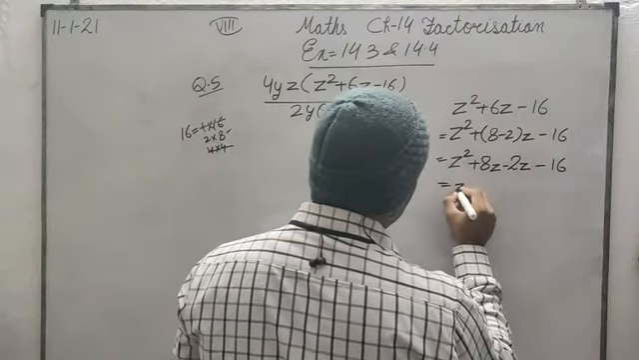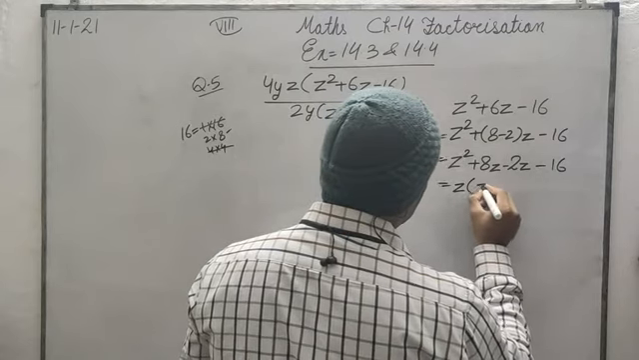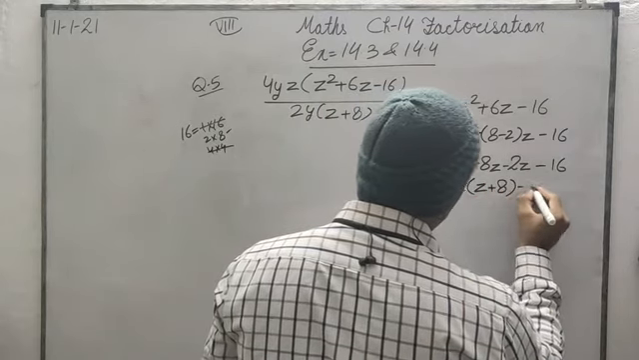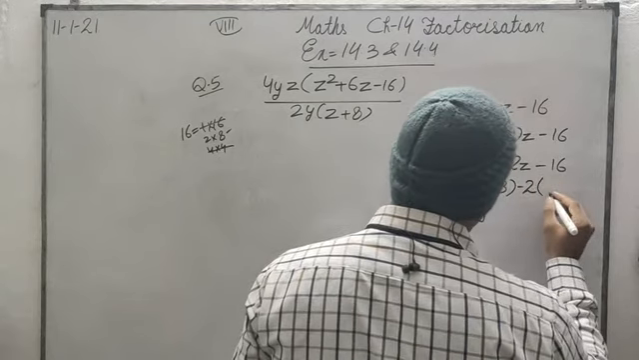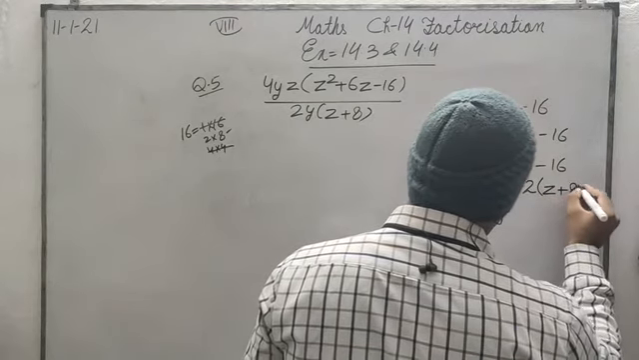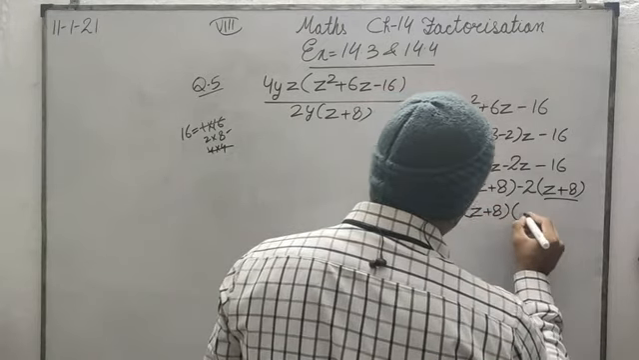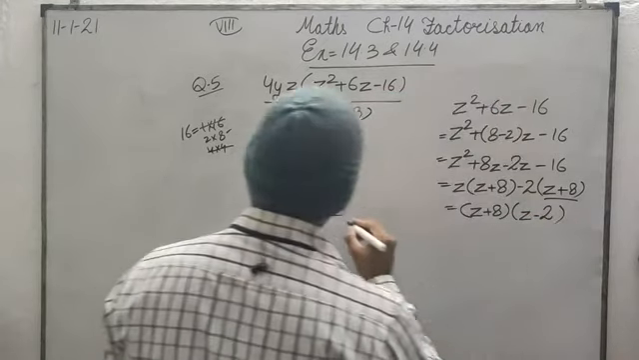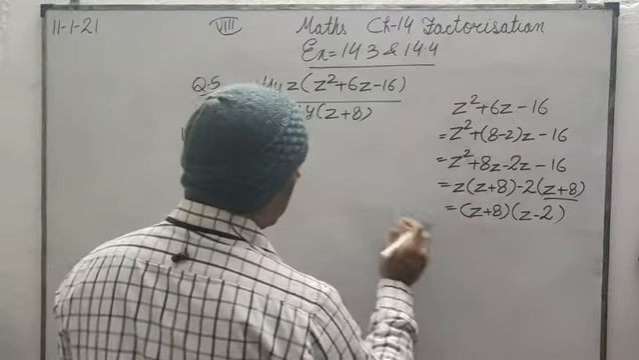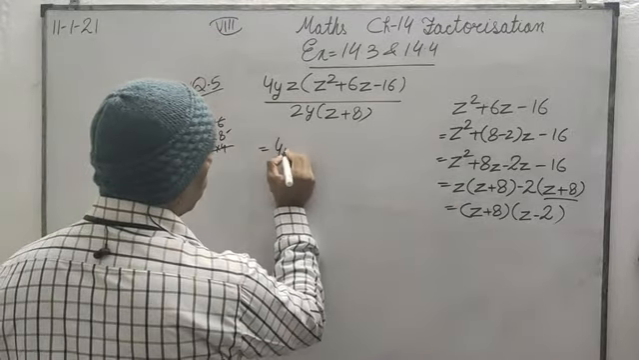What is common? z is common amongst the two terms. So z plus 8. What is common? Minus 2, negative 2 is common. So z plus 8. Now what is common? z plus 8. So what is left? z minus 2. So in place of this I am going to write z plus 8 and z minus 2.